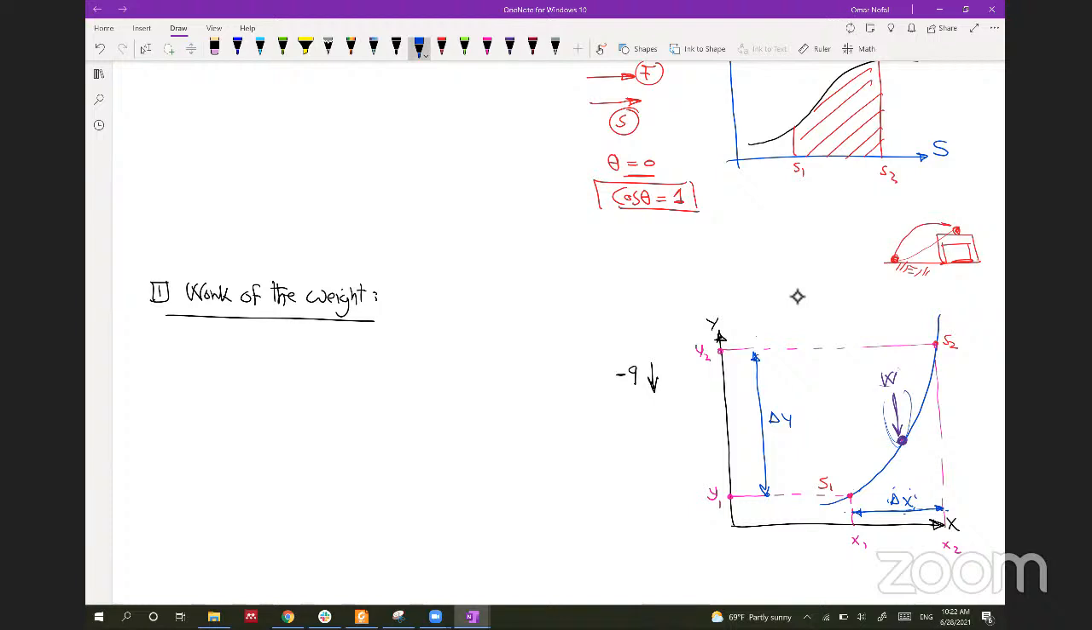So it's the weight multiplied by the distance delta y, and it's negative because we are going up. The weight is going down and the y is going up, so the theta between them is 180. If you take cosine theta, it will be -1, so it will be a negative work. So let's see how we can prove this using vector principles.